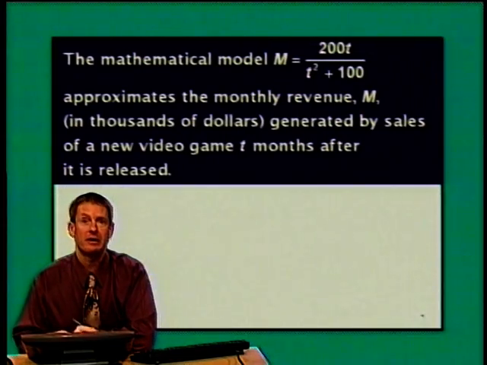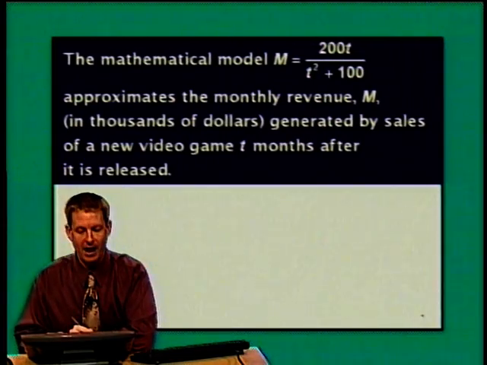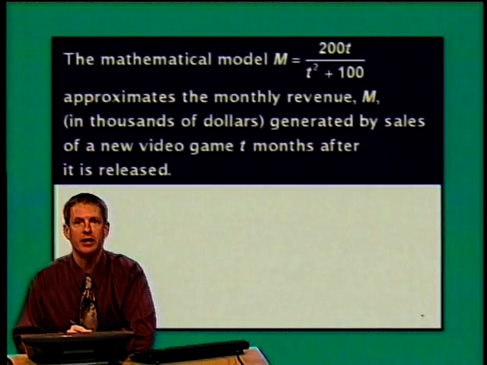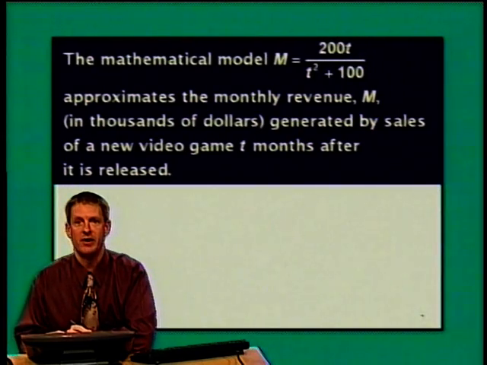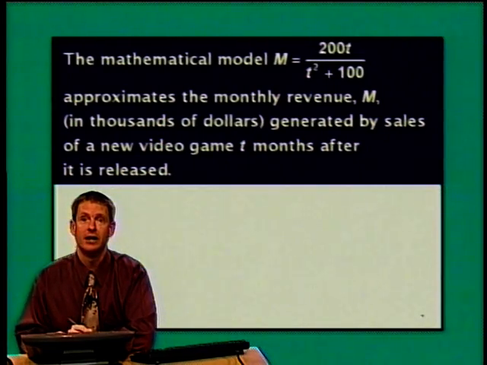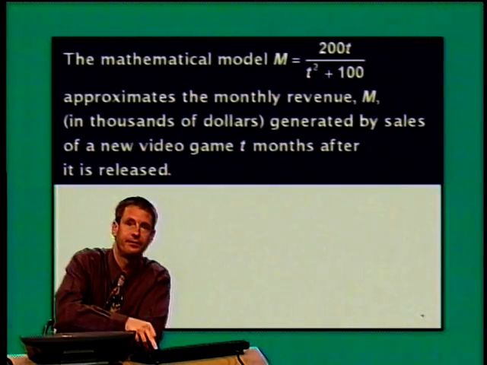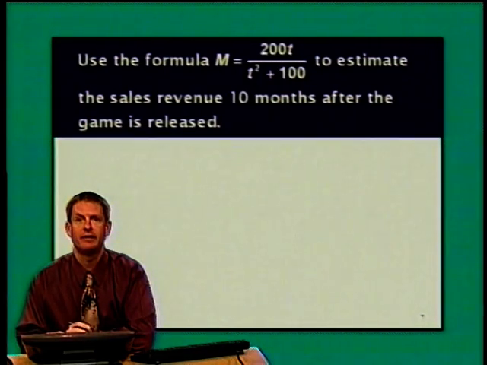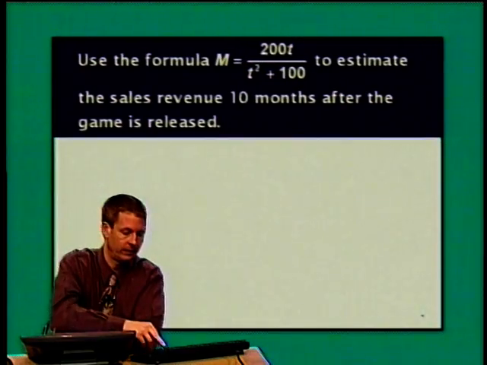Let's put this concept into a mathematical model. The mathematical model, M equals 200t over t squared plus 100, approximates the monthly revenue, that's what M is representing, measured in thousands of dollars, generated by sales of a new video game t months after its release. Let's use this formula to estimate the sales revenue 10 months after the game is released.